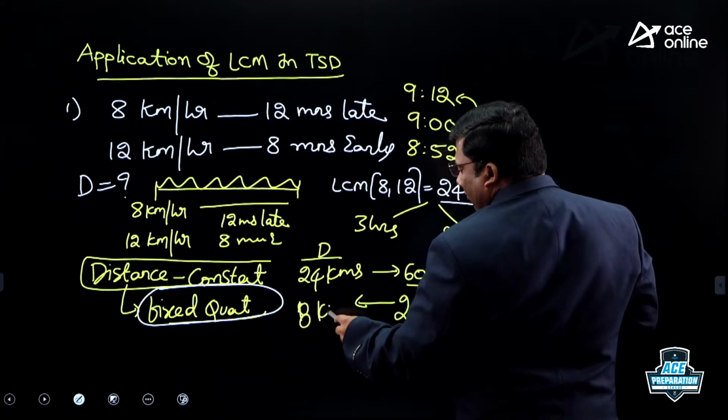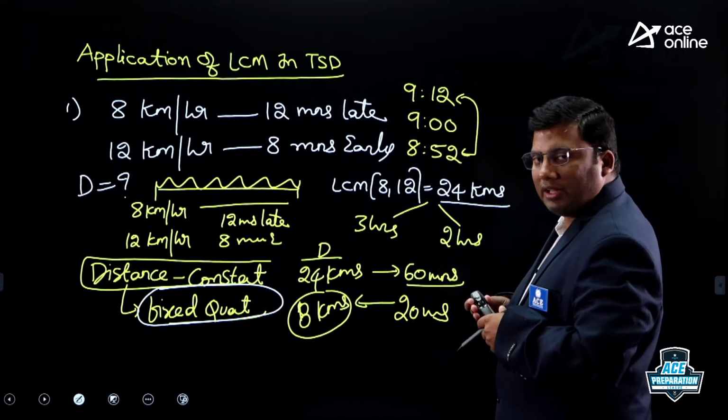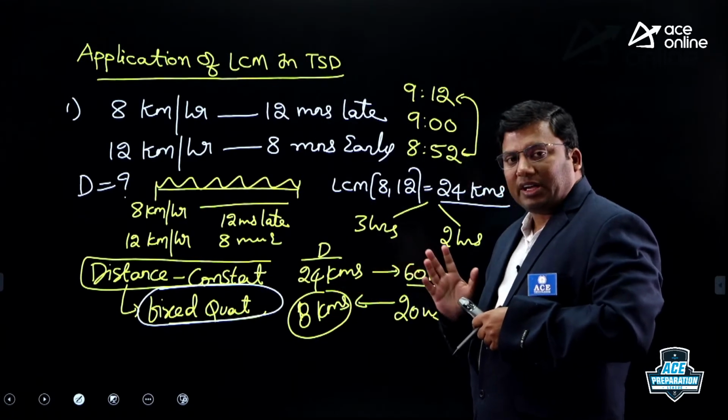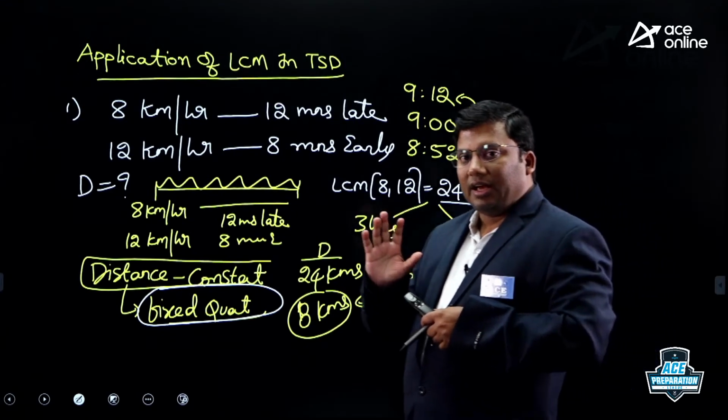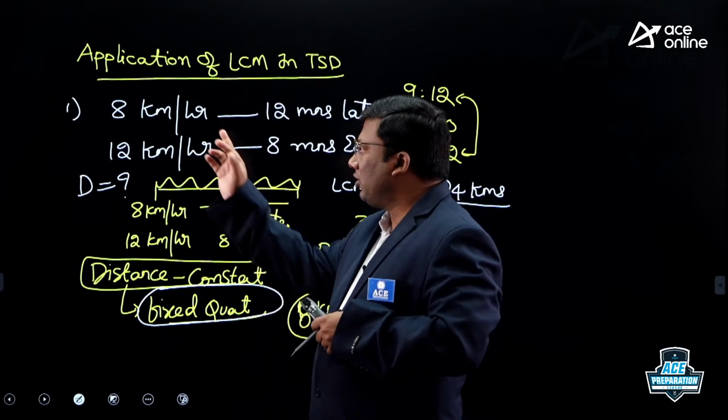24 by 3, what will be the answer? 8 kilometers. 60 by 3 is 20, 24 by 3 is 8. Again, I am repeating: 8 and 12, take the LCM, it is 24 kilometers.